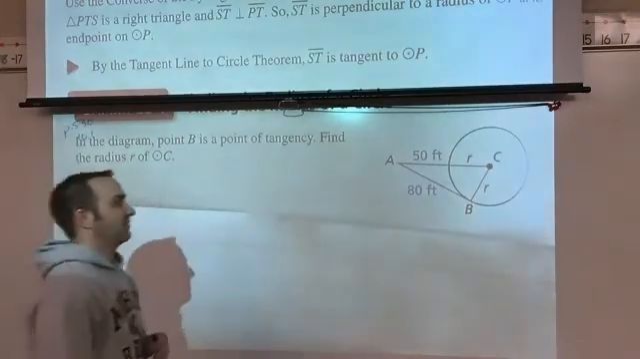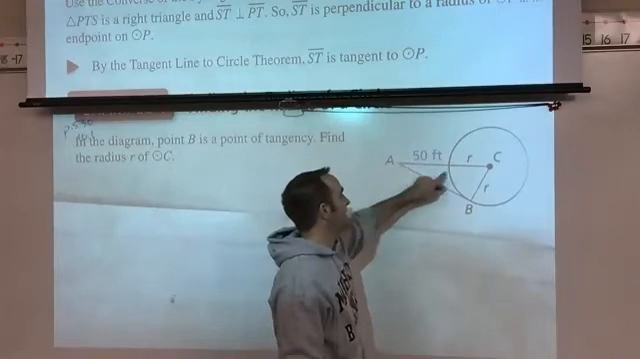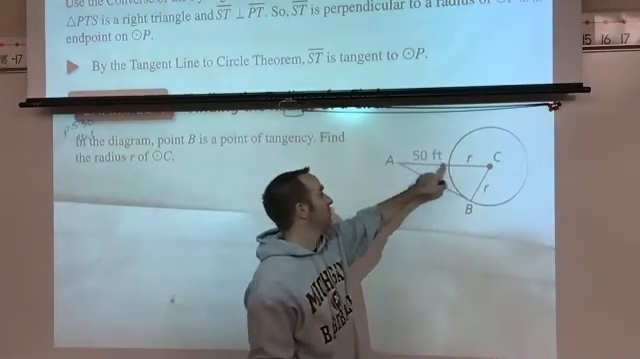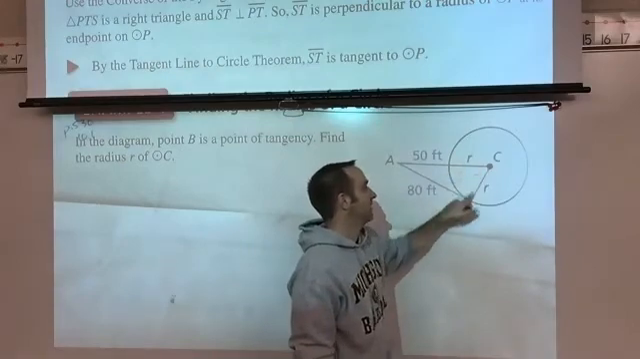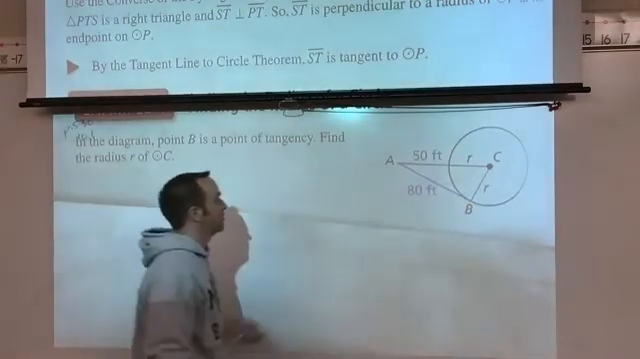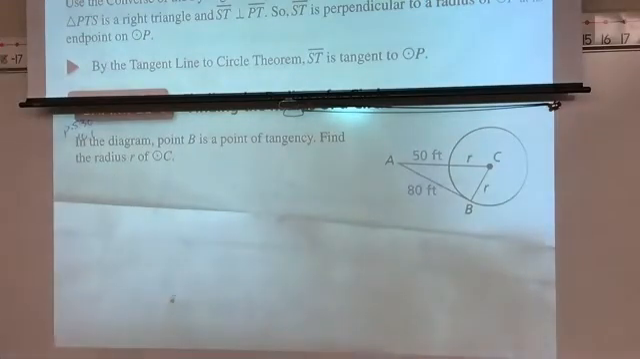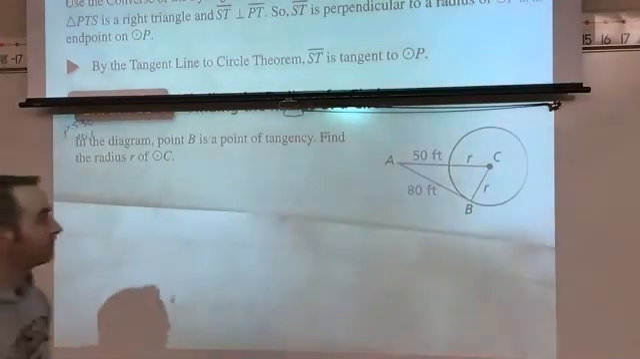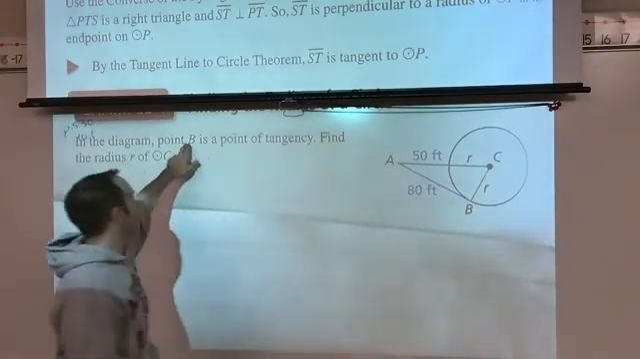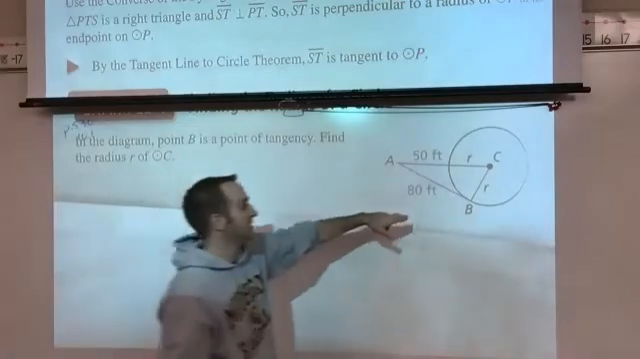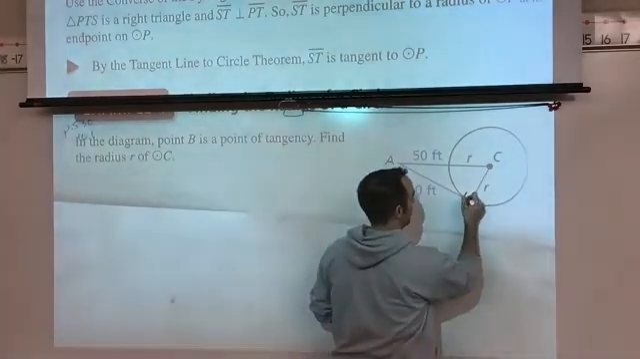Here they give us this information. Now that 50 is representing A to the circle. And then R, of course, is our radius here and here. What we're trying to do is solve for the radius. We're trying to find the radius of circle C here. So we know that point B is a point of tangency. So if this is a point of tangency, I know I have a right angle there. It has to be a right angle.